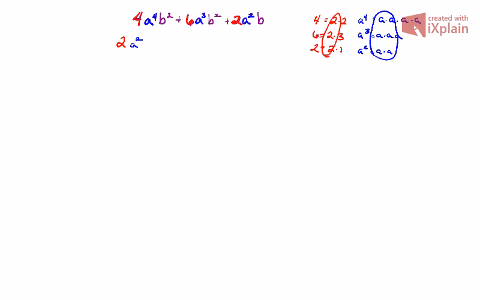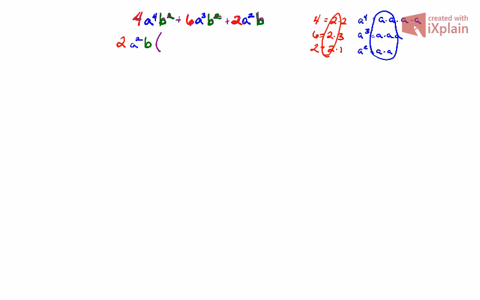Lastly, we'll take a look at the b's. B squared, b squared, and b. And how many b's do all three terms have in common? In this case, they just have 1. So then once we are done, we go ahead and write what is left over.